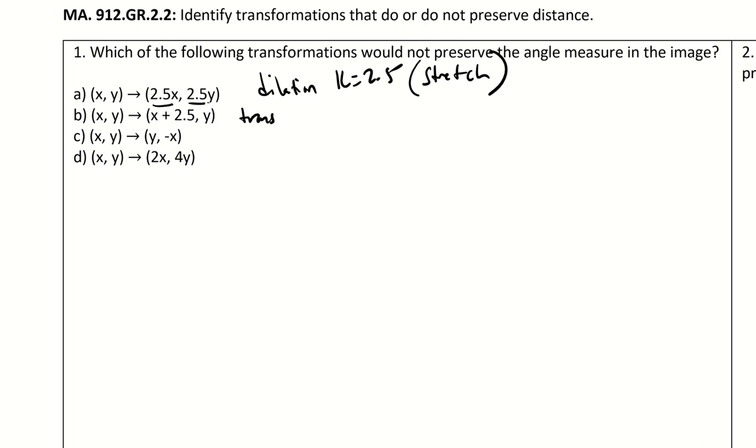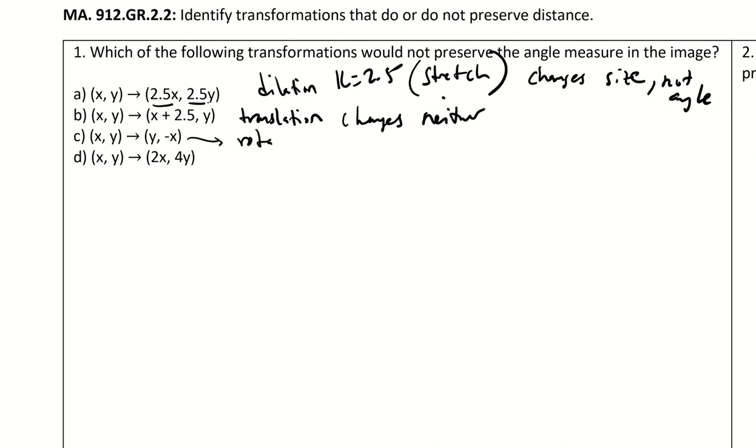This is a translation. Translations do nothing to change the angle or the size. Dilations only change the size, not the angle. Or I'm sorry, the translation doesn't change anything. So a dilation changes size, not angle. Translation changes neither. This is a rotation. Rotations don't change anything. Changes neither.